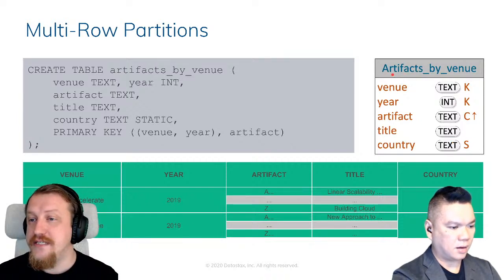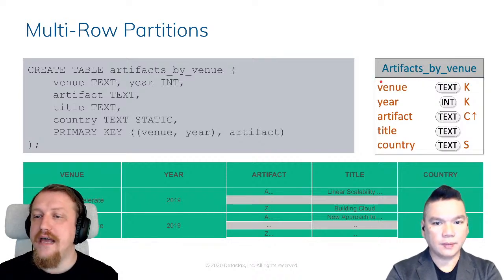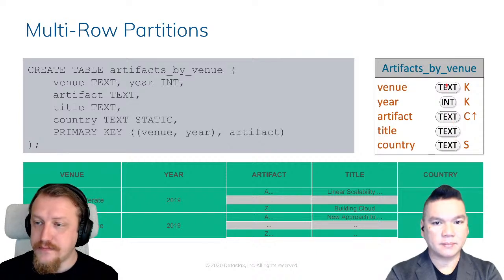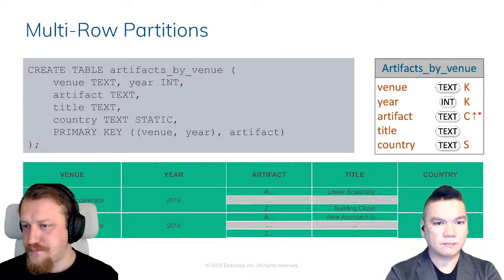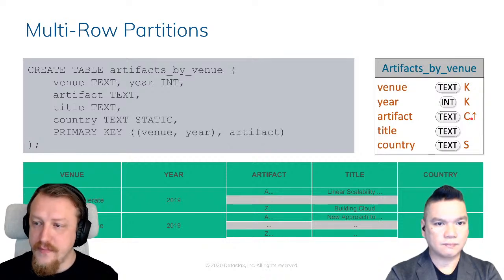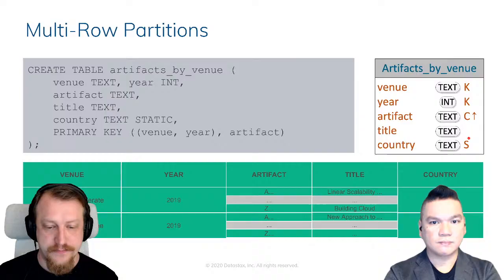In this case, you may see that's a table name. We have all the columns. We have their types specified. So text, integer, text, and so on. We have K, meaning that's the partition key, on two columns, so we have a composite partition key from venue and year. We have artifact as a clustering column with the default sorting order, and we have country as the static field.